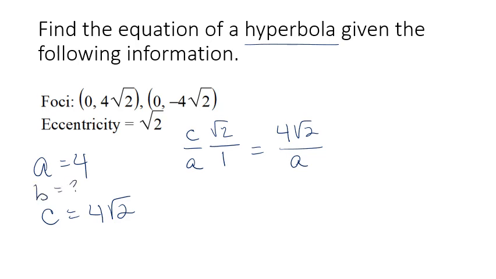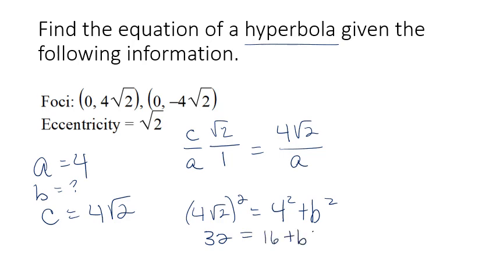You need to be able to find B now. So we're going to do 4 square root of 2 squared equals 4 squared plus B squared. It's going to be 32 equals 16 plus B squared. And then if you notice, we're going to get B squared equaling 16, which means B equals 4 again, which is fine. That just means our rectangle is technically a square, which is totally fine.